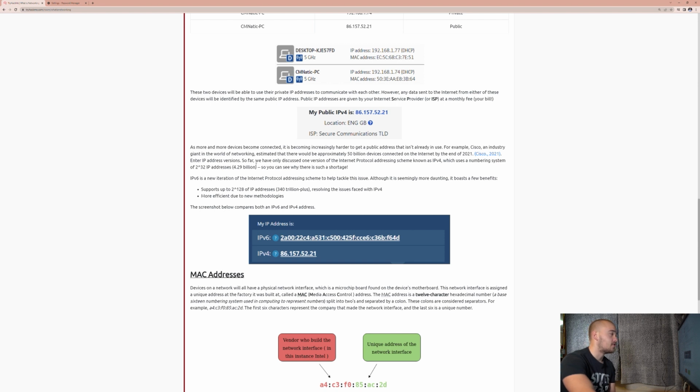Enter IP address versions. So far, we have only discussed one version of the internet protocol addressing scheme, known as IPv4, which uses a numbering system of 2 to the 32nd power IP addresses, which is only 4.29 billion.